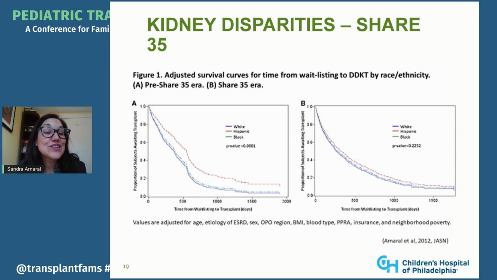But after Share 35, the difference narrowed and actually was not significant anymore. So that's the good news. Children, regardless of race, had similar access to transplant. The bad news is that this curve actually went up. So it wasn't because we were doing a great job getting kids transplanted equally. It was that everyone was waiting longer. The white and Black children actually had longer waiting times after the policy. So these are things to think about when we look at differences and disparities. What's actually happening, and why are these curves getting more similar?